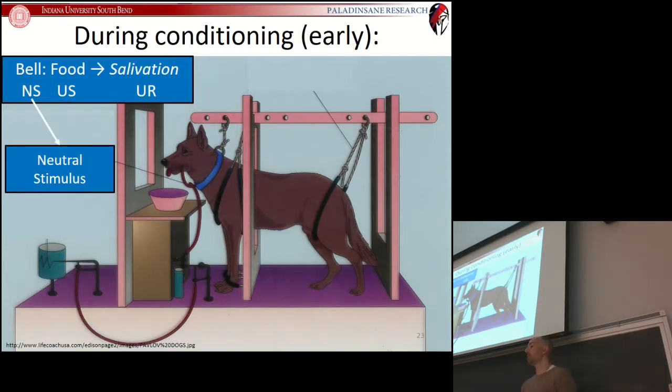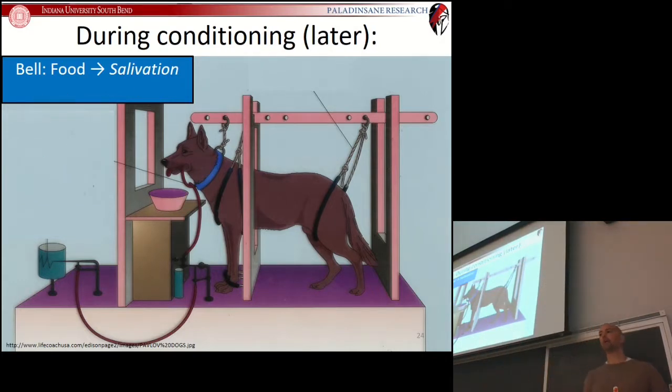And as you can see right now, nothing's happened yet, right? Before training, the bell was neutral. During the early phases, it's still neutral. Before training, the food was unconditioned stimulus. During the early training, it's still unconditioned. Same thing with the salivation, it stayed as an unconditioned response. But what you do is you keep presenting this to the dog over and over and over again. You ring the bell, here's some food, you measure salivation. You ring the bell, here's some food, you measure salivation. And what eventually happens later is that bell will change from a neutral stimulus into a conditioned stimulus.